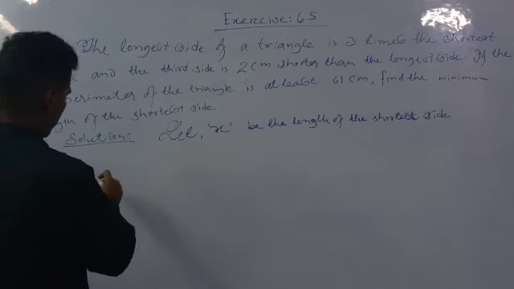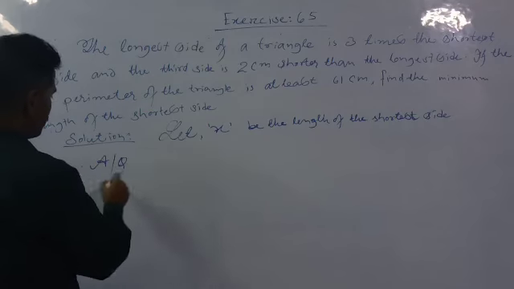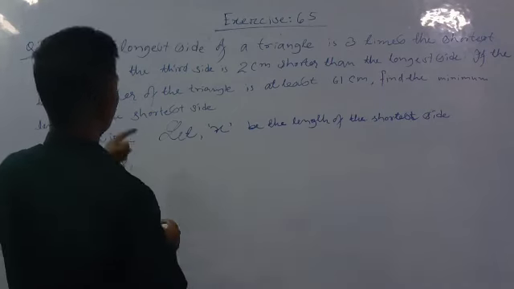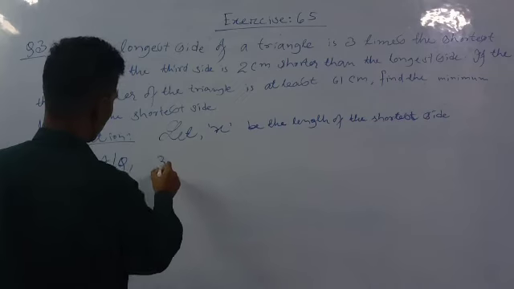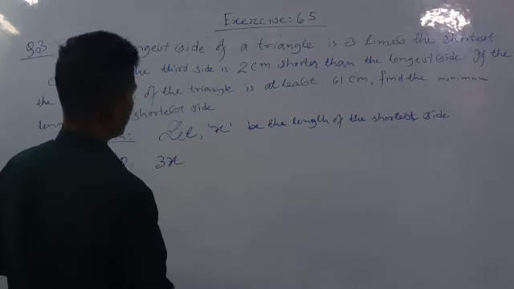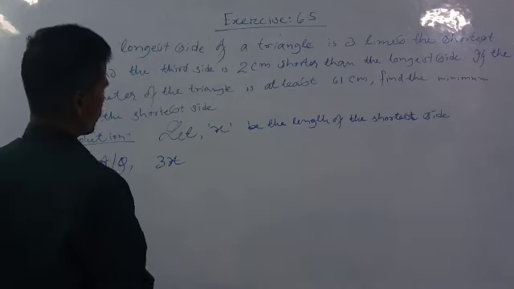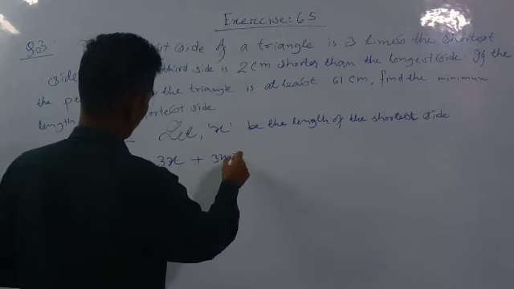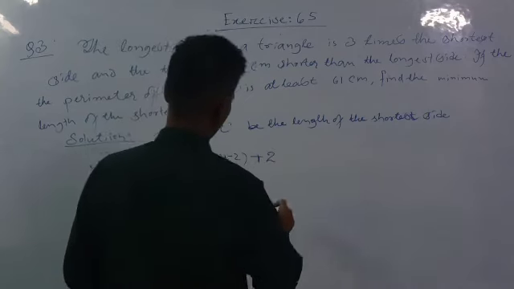So, as per the question, the longest side of a triangle is 3 times the shortest side. So the longest side is 3 times, so thrice x. And the third side is 2 cm shorter than the longest side, so the third side is thrice x minus 2. And this is the shortest side. Okay.